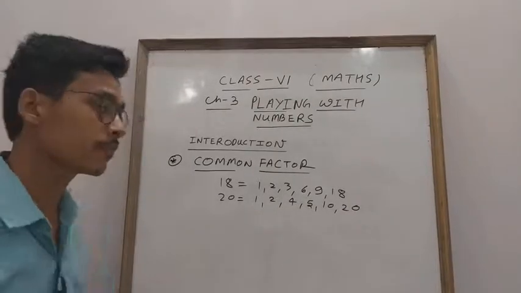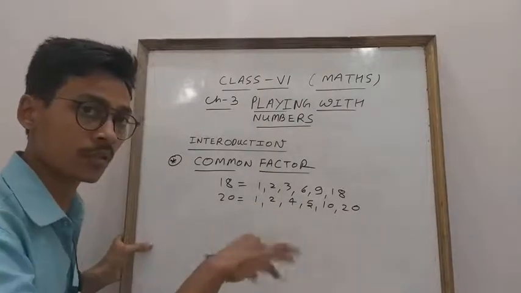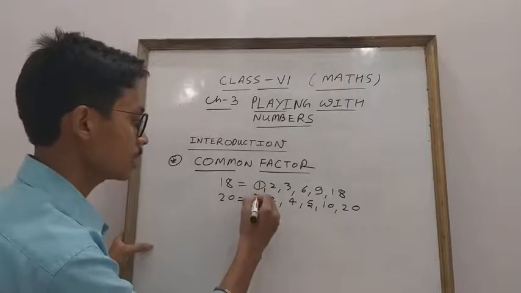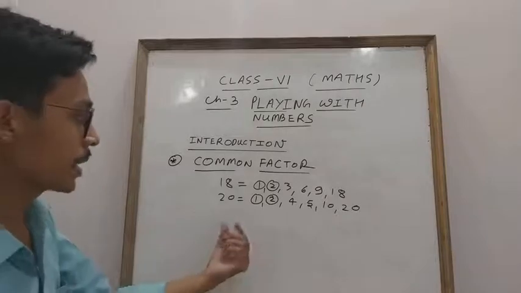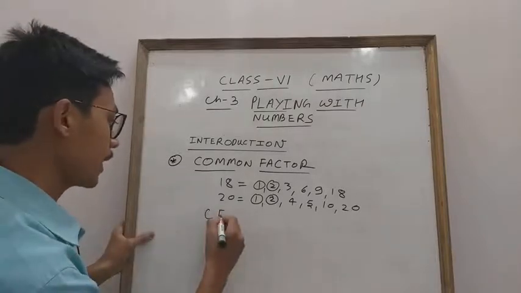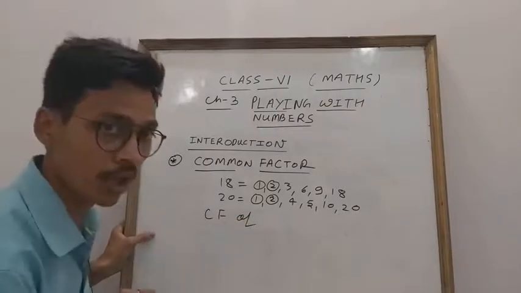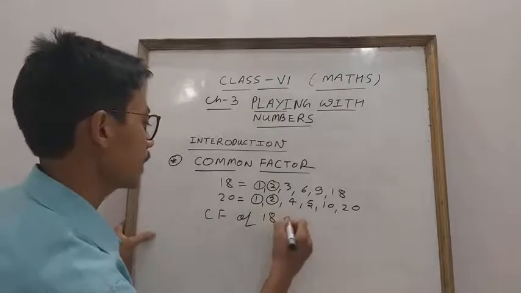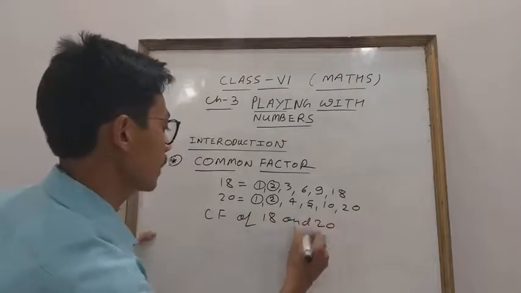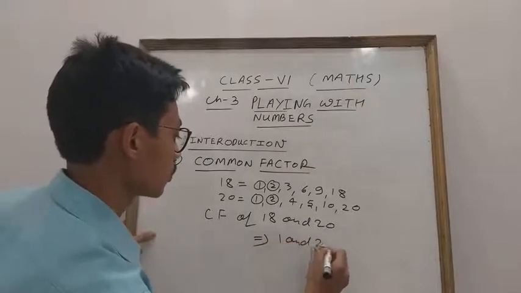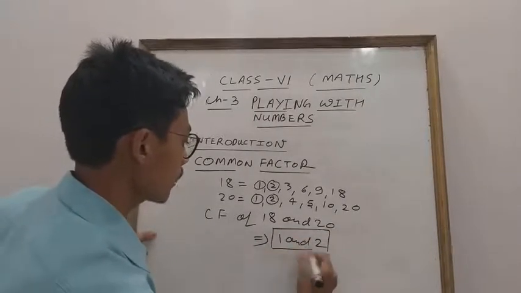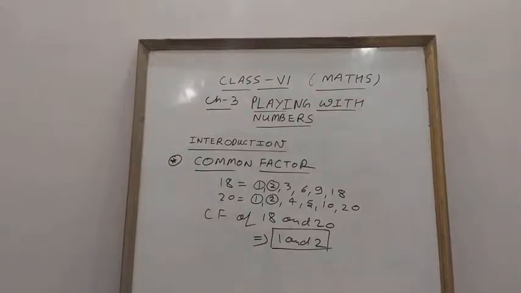That is, the factor which comes in both. 1 is coming in both, 2 is also coming, and nothing else. It means the common factor, CF, of 18 and 20 is equal to what, student? 1 and 2. Clear student? Common factor means the factor which comes in both.